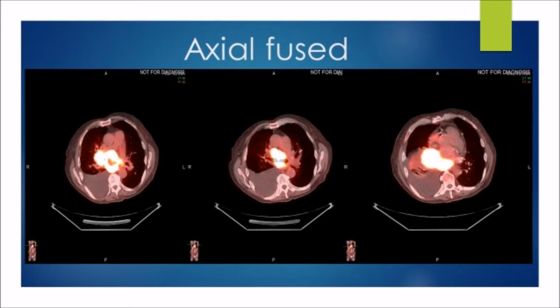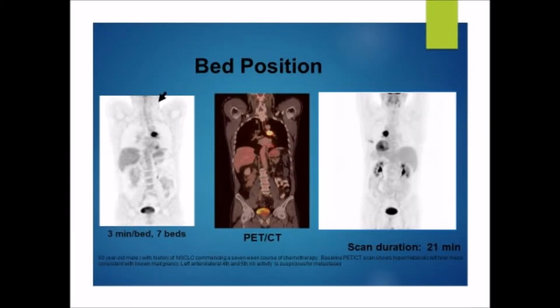In the axial image, you can see the tumor highlighted as well as the fluid in the lung, which is not highlighted. The lung scan takes about 21 minutes. Just like with CT, there is a slice thickness. However, in PET, it's called the bed position. There are 7 bed positions for a lung scan, and each take 3 minutes.